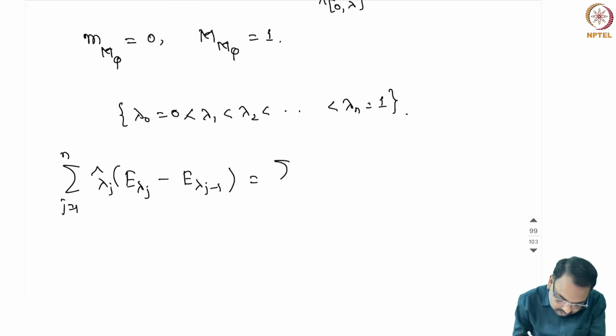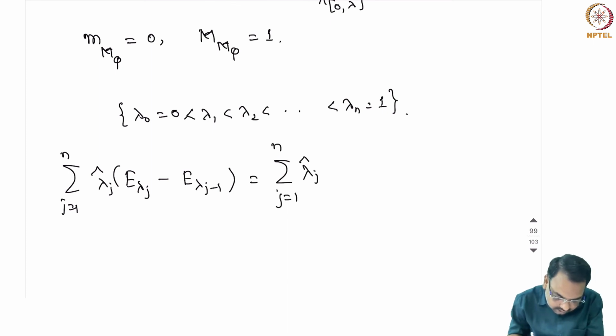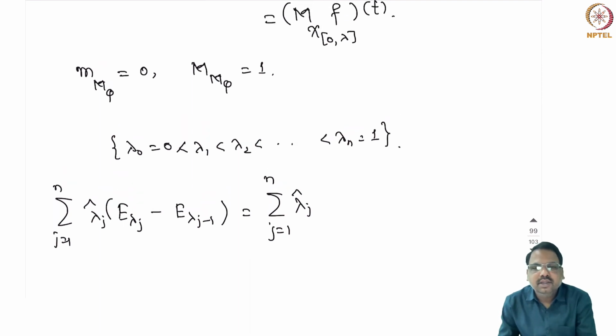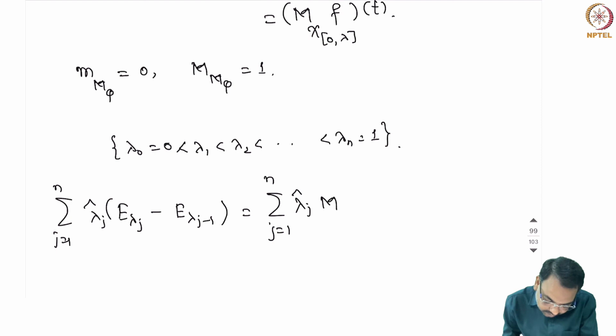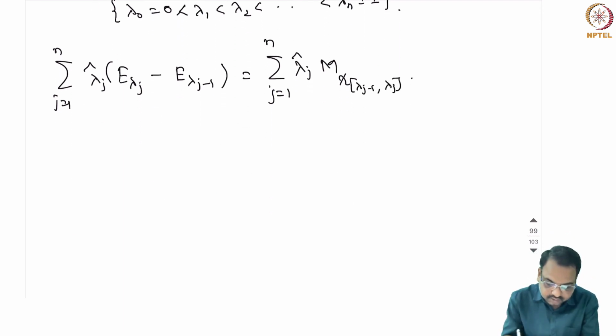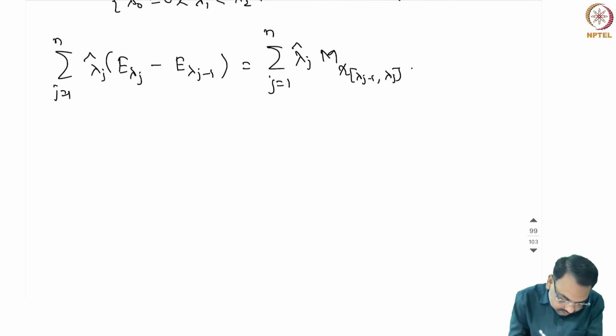This is summation j equal to 1 to n lambda_j-hat times (E_lambda_j minus E_lambda_(j-1)). E_lambda_j is the multiplication operator induced by the characteristic function supported on the closed interval [0, lambda_j]. The other one is up to lambda_(j-1). So if you look at the difference, you will get the multiplication operator induced by the characteristic function supported on (lambda_(j-1), lambda_j]. Okay, so we can understand this if you draw the graph of the function.